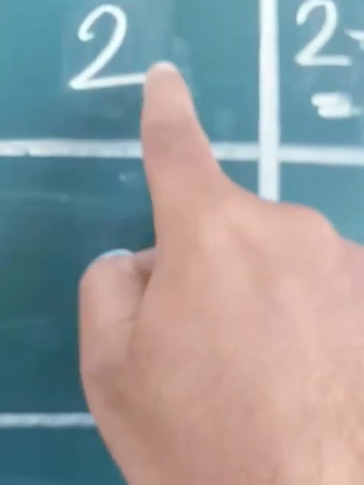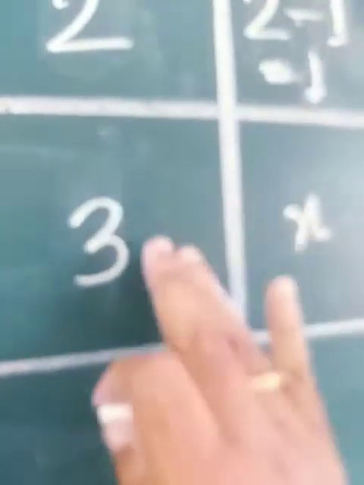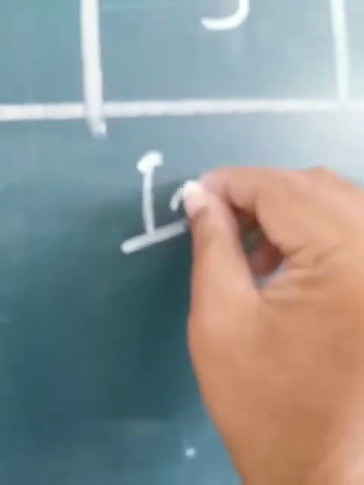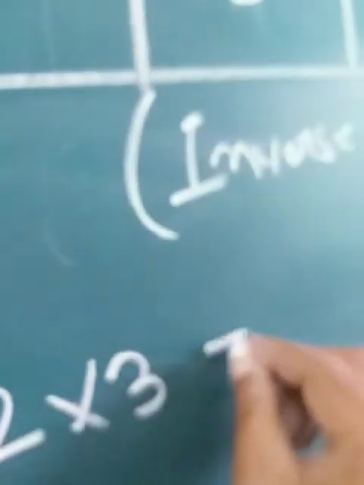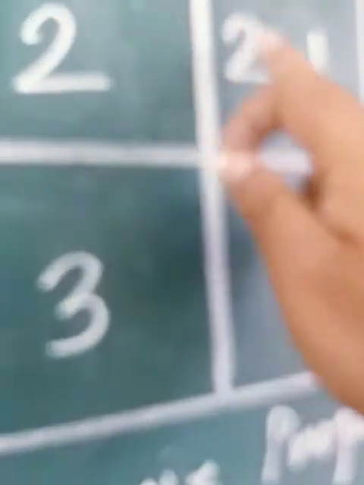Obviously when the number of persons has come down from 2 to 1, the number of days will be more, because one person will need more time to do the same work. Fine. So this is decreasing and this will increase. So it is inverse proportion. So we will write inverse proportion. Now when it is inverse proportion, how to arrange the numbers? That is 2 into 3, and that would be x into 1.